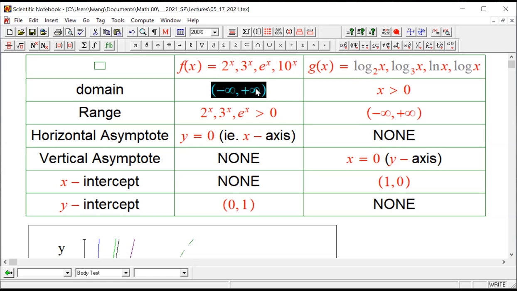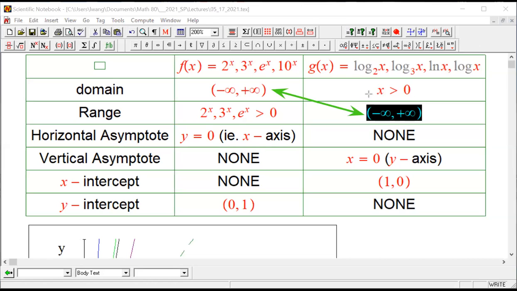Did you see the swap of domain and range? Okay, and everything else is the same. So that swap results in the swap of domain and range. Domain larger than 0, range all real numbers; domain all real numbers, range larger than 0. Do you see that swap, right? This is because of the swap.